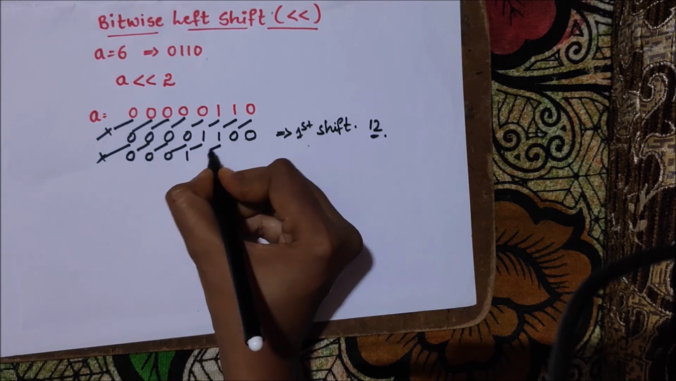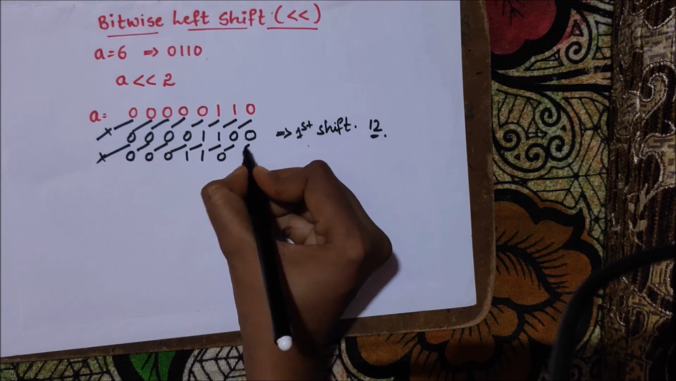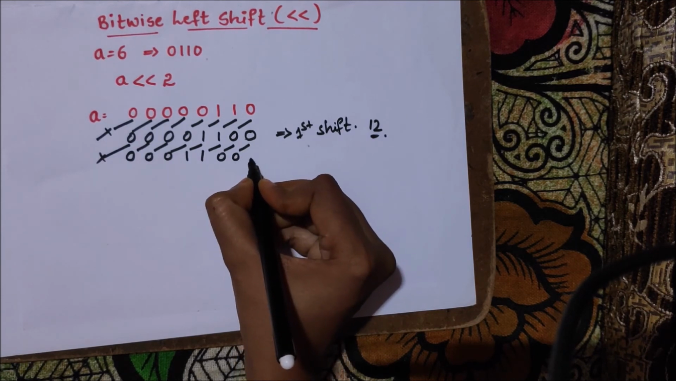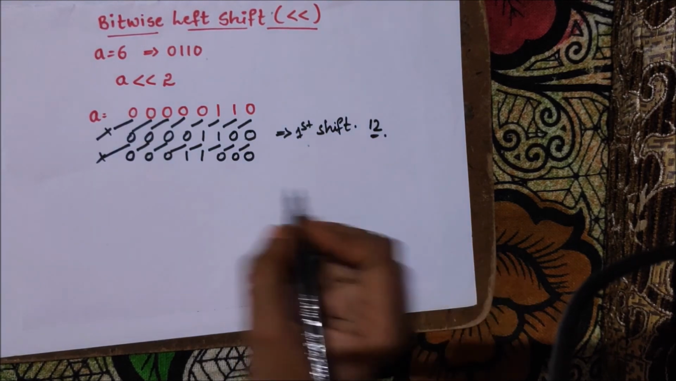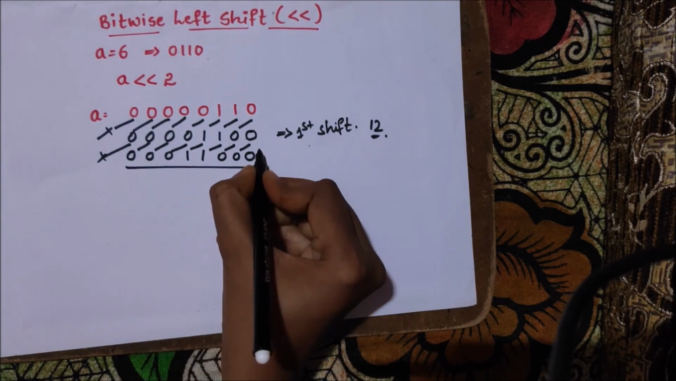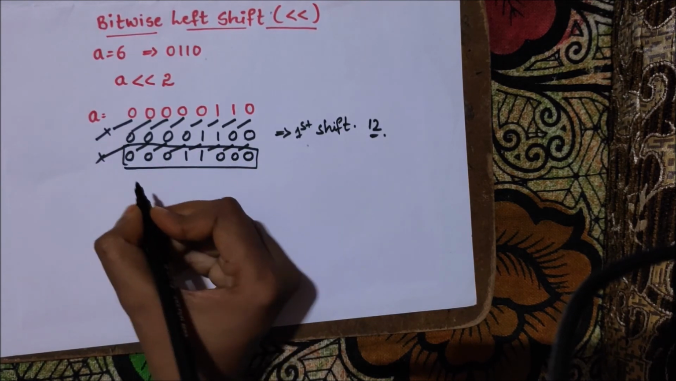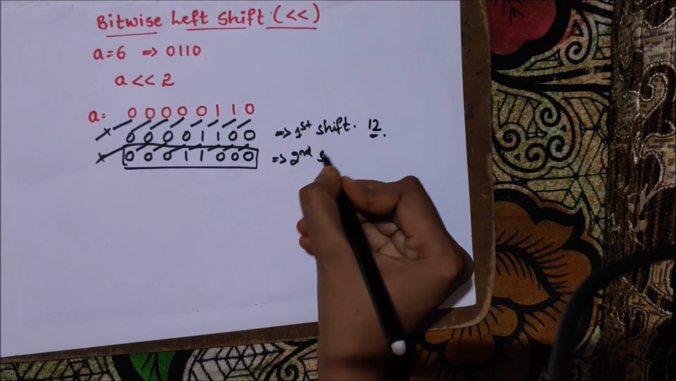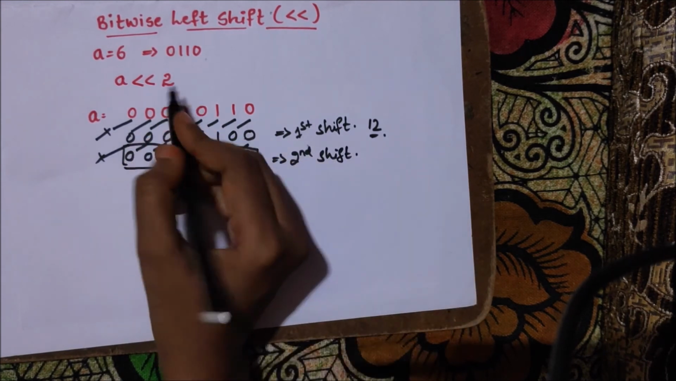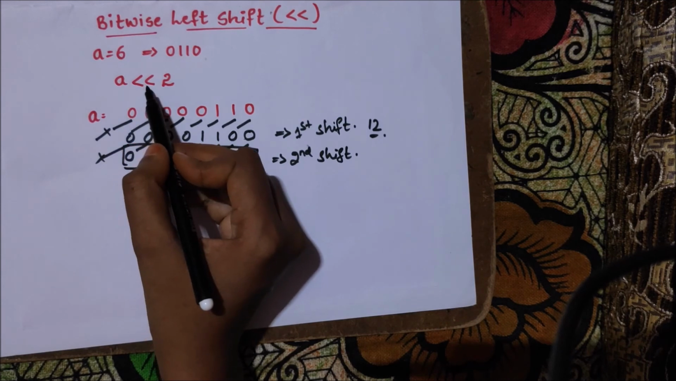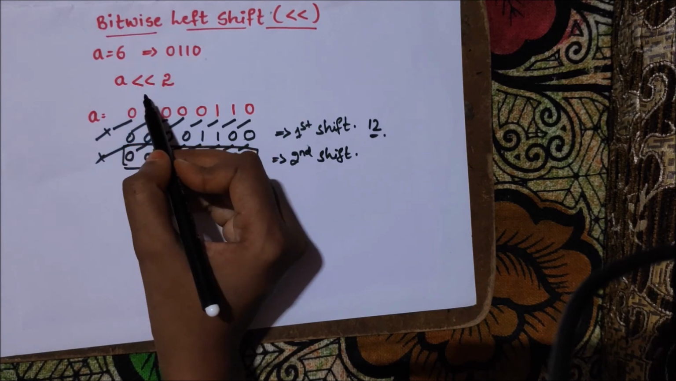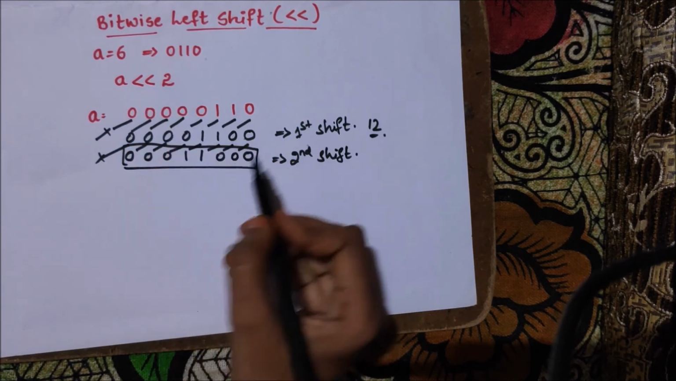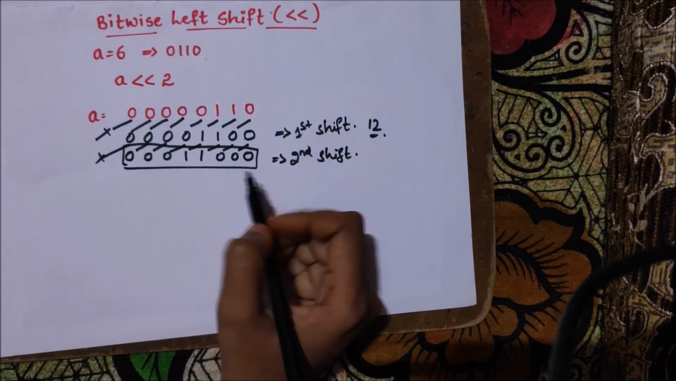Similarly, go on shifting it. Now again this place is blank, so 0 will be inserted. So this is the result after the second left shift. So this is the second shift. The operand A should be shifted to the left side 2 times, and this is the result after the second shift.